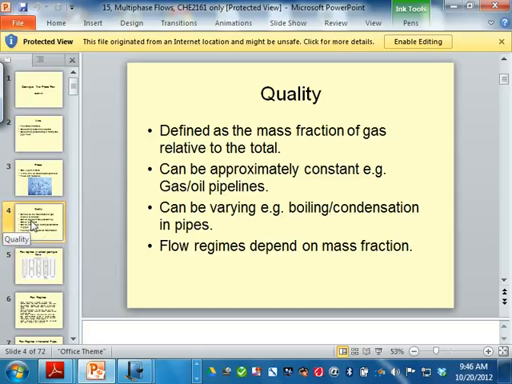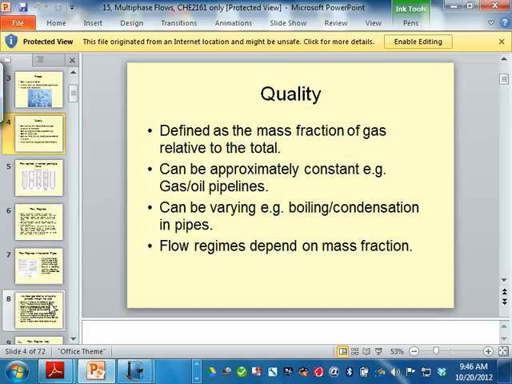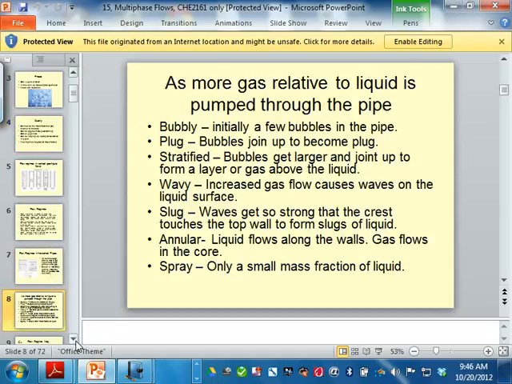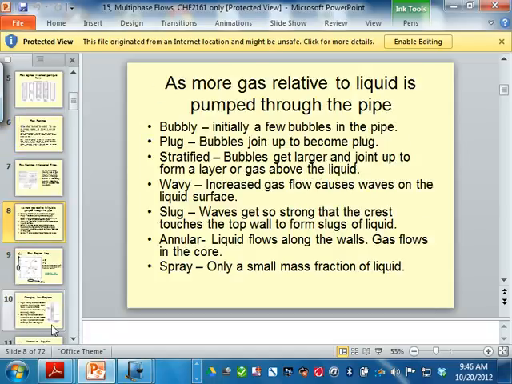So I think, let's see this one. I'll come back to this one later, flow classification.